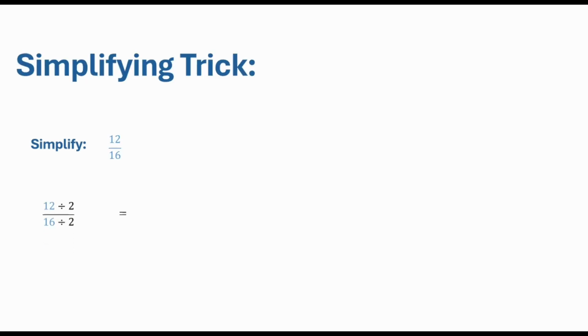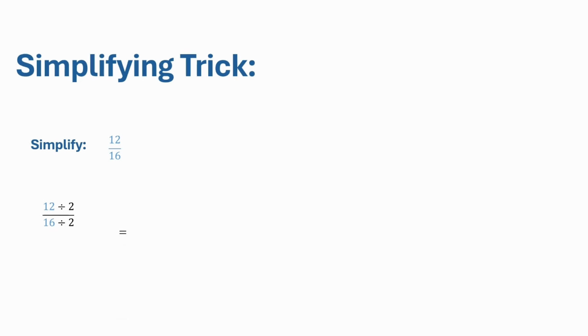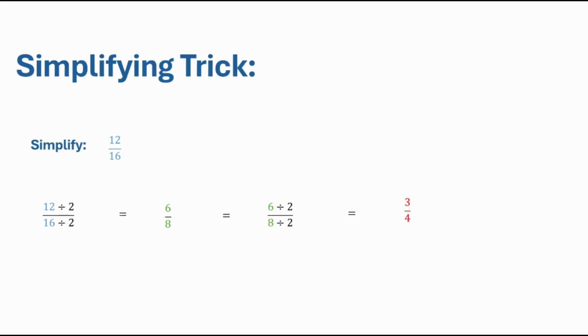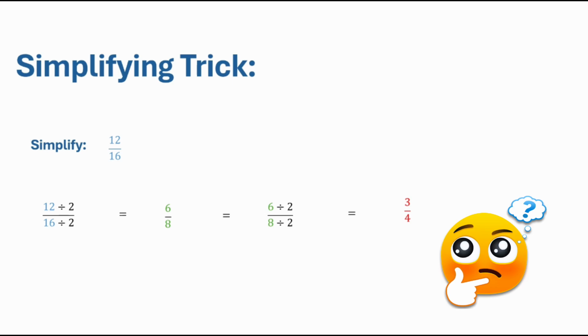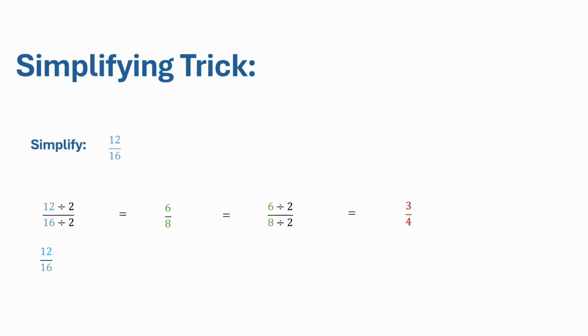Let's begin with 2. We will divide 12 by 2 and get 6. Then divide 16 by 2 and get 8. The new fraction is 6/8. We then divide 6 by 2 and get 3 and divide 8 by 2 and get 4. So we continue dividing by 2 until we arrive at the right answer. Or we could have alternatively realized that both 12 and 16 are divisible by 4 and arrive at the right answer of 3/4 much faster, like this.